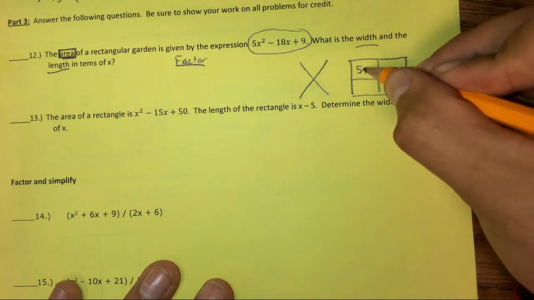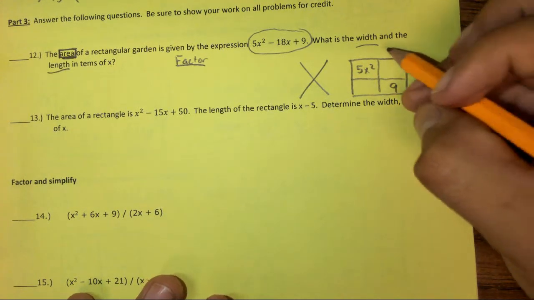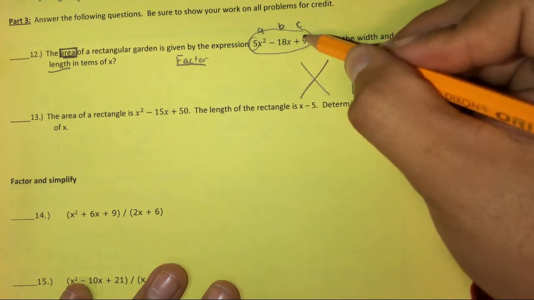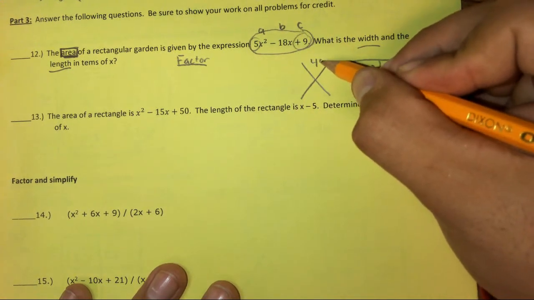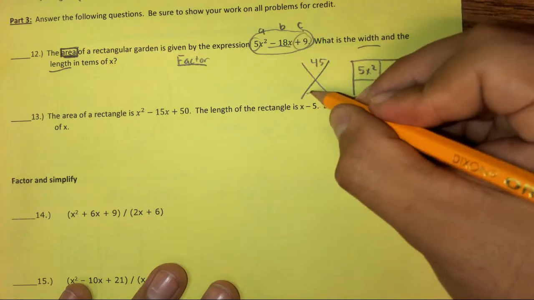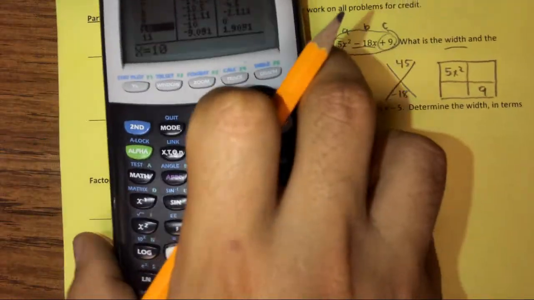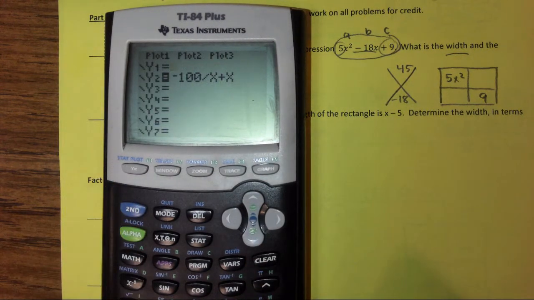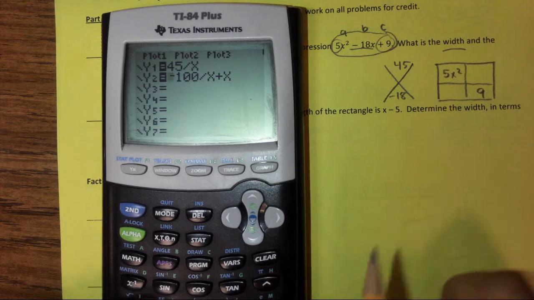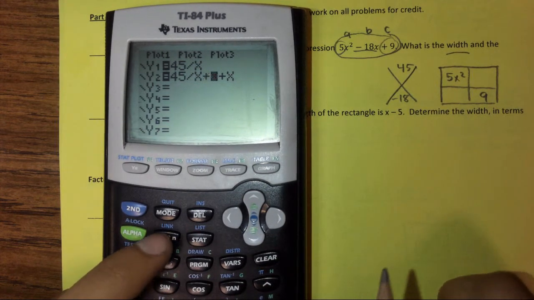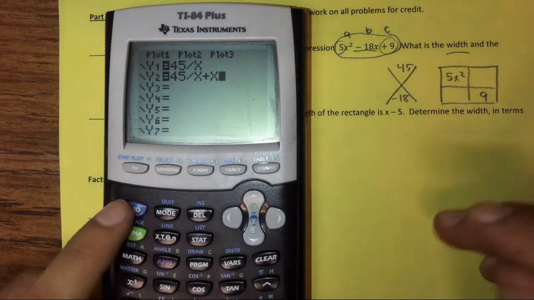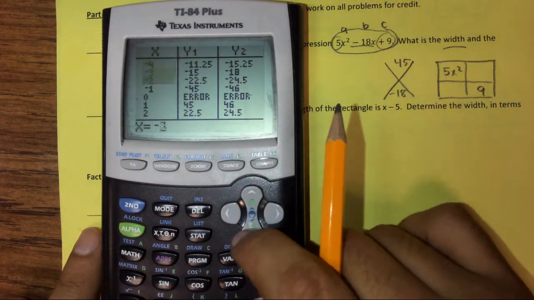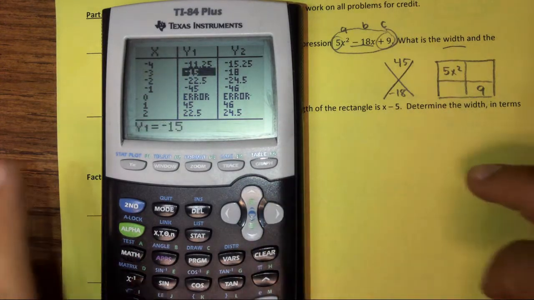So we do first and last, so 5x squared, and then 9 over here. We do ABC. A times C, which would be 5 times 9, which would give me 45. And then B goes on the bottom. Here we go into our calculator. 45 divided by x, 45 divided by x plus x. We're looking for negative 18, which would be here at negative 3, negative 15.